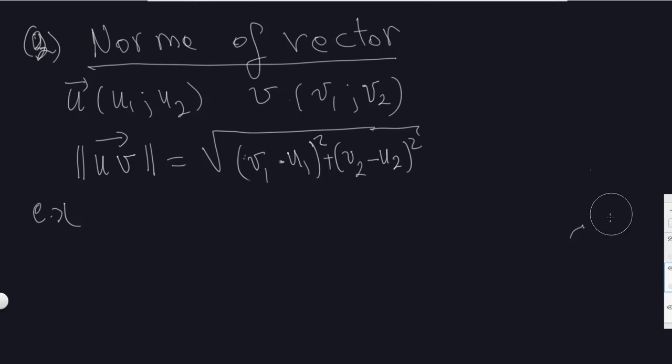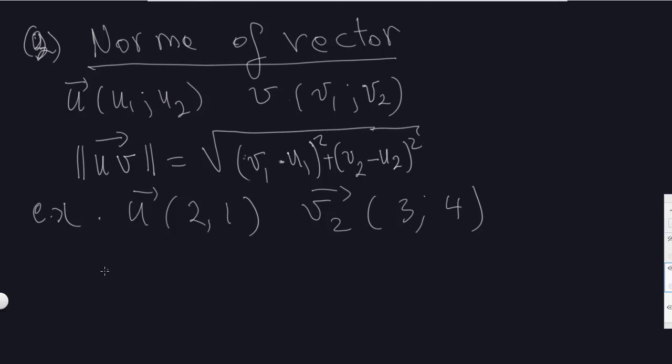Okay, now if you have a vector, for example, vector u, we have 2 and 1, and a vector v, you have 3 and 4. So what will be the norm of this vector? First of all, you have to find the component of a vector.